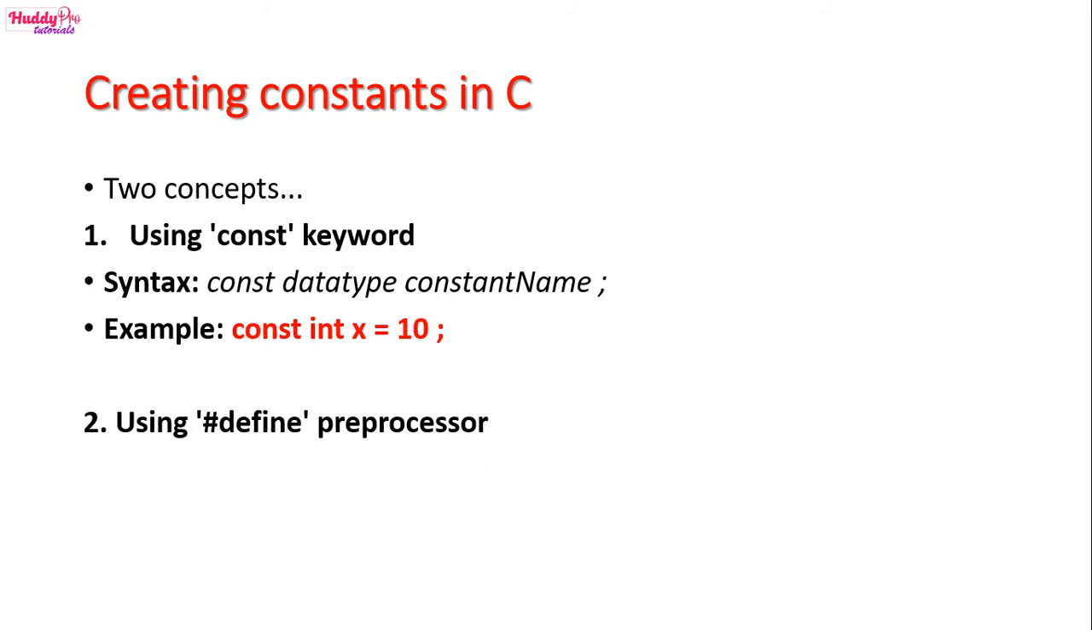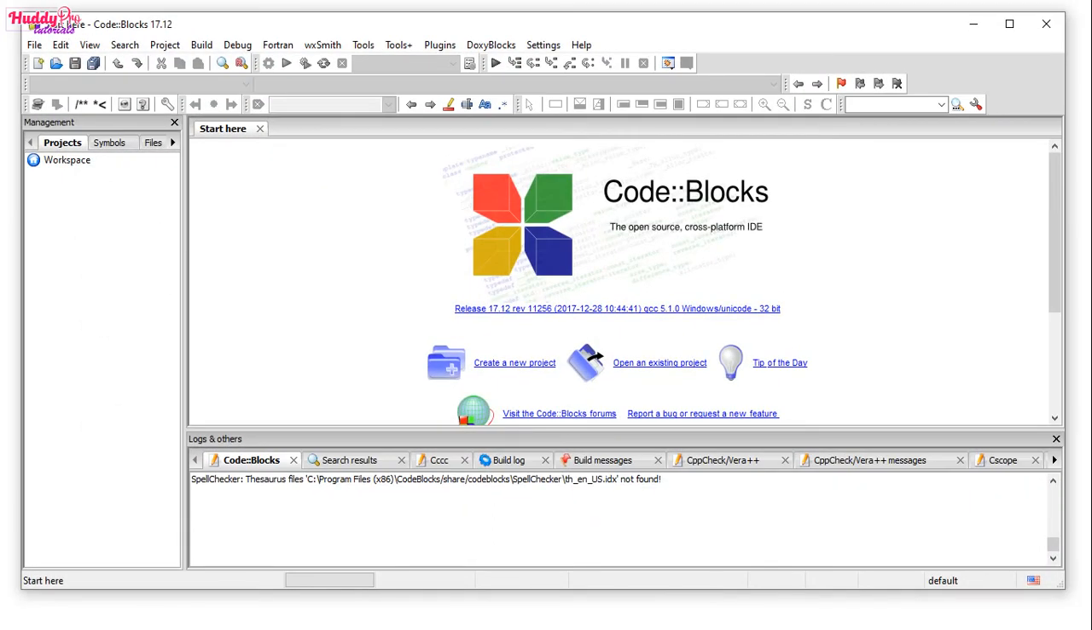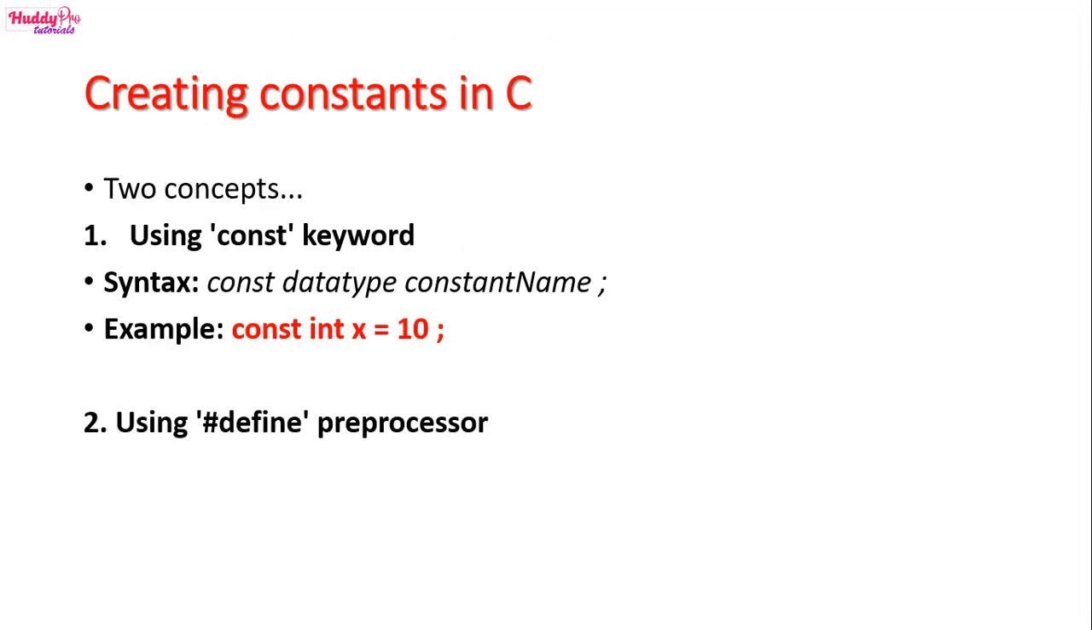And now, to use the define preprocessor command, we shall do that using an example. So let's open our Code::Blocks program, and we are going to create a simple program using Code::Blocks to try to explain how we use the preprocessor command and try to see how the variables and constants work.